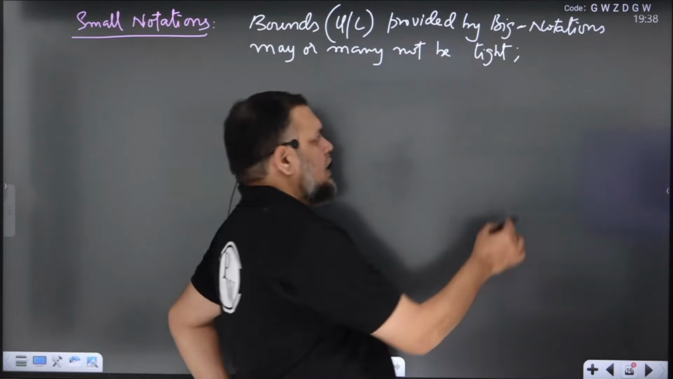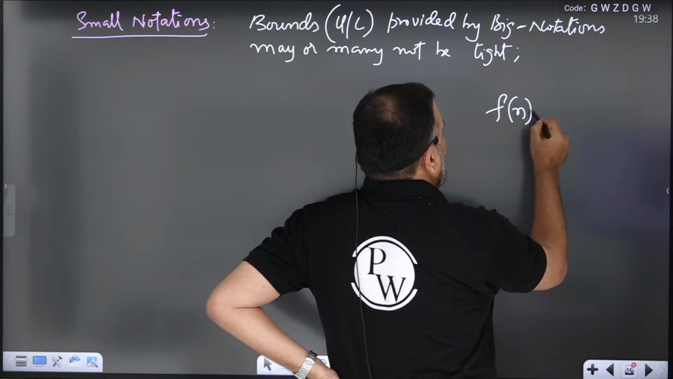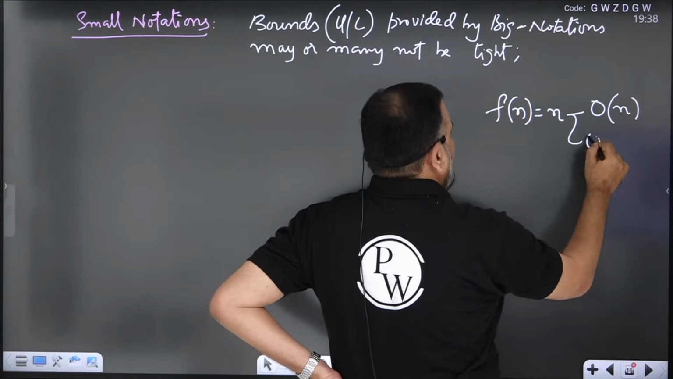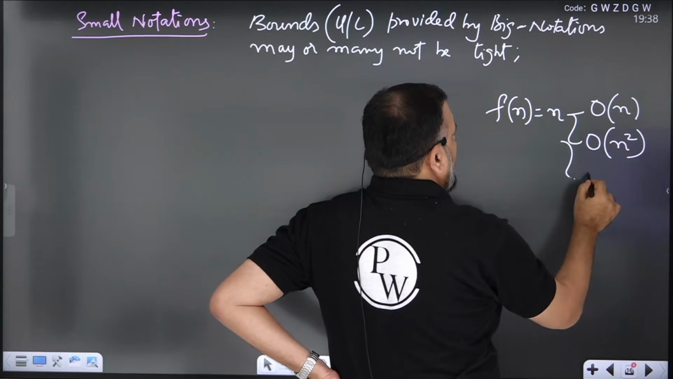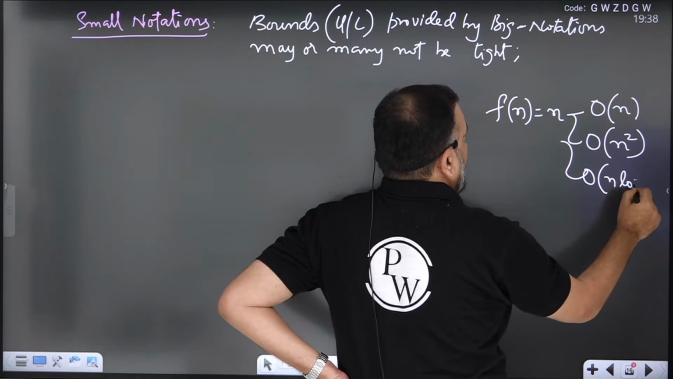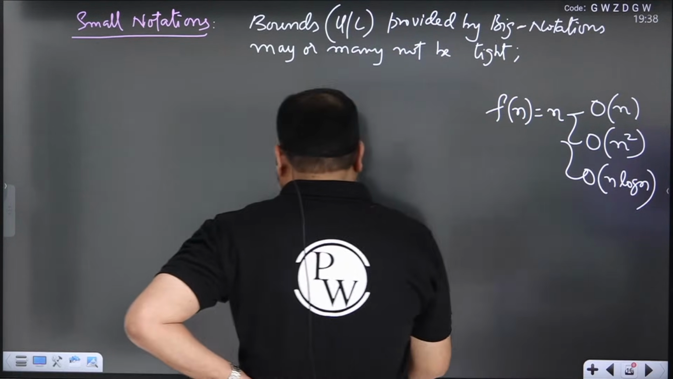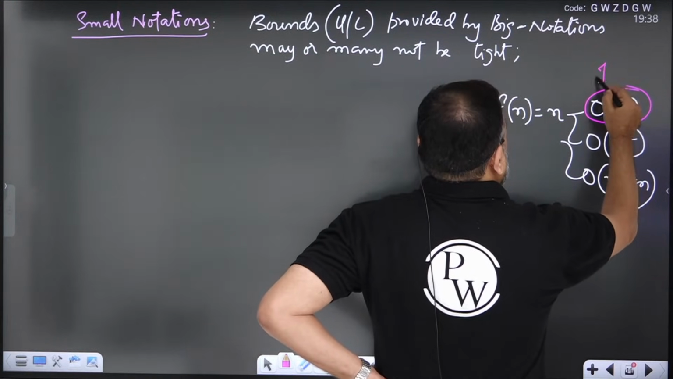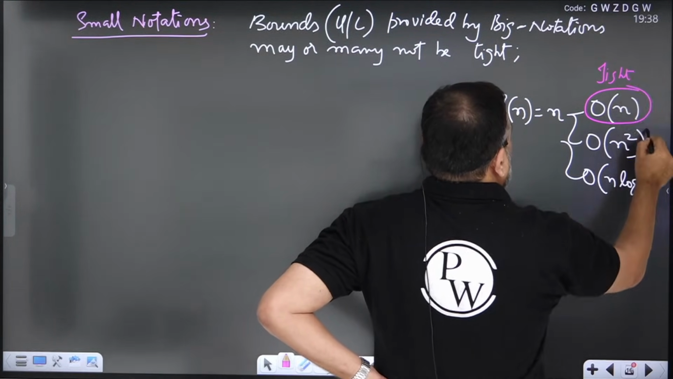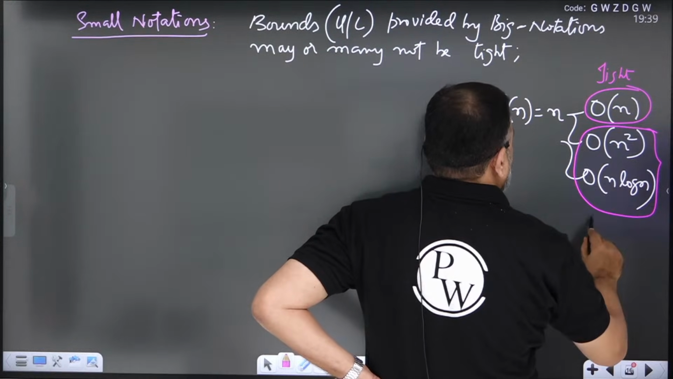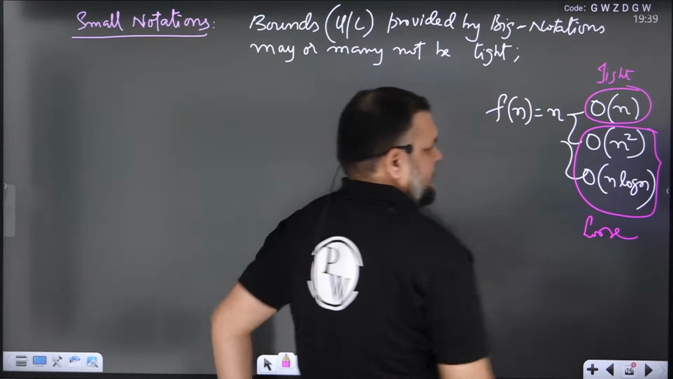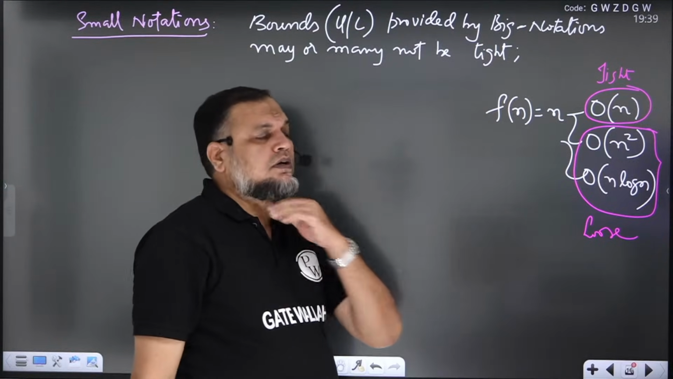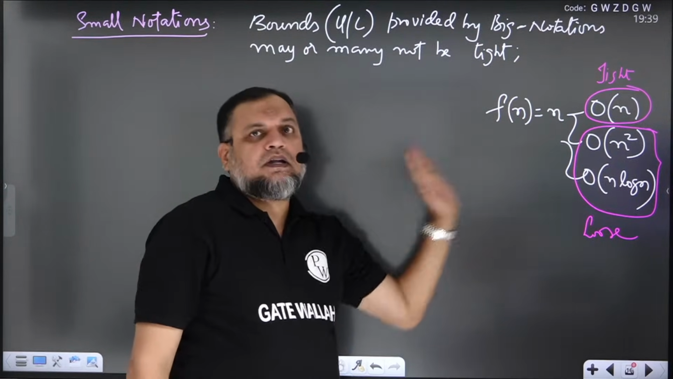मतलब अगर मैं एक फंक्शन लिखूं f of n is equal to n, इसका big O क्या है? Order of n और order of n square, ये भी हो सकता है. Order of n log n, ये भी हो सकता है. So my dear students, ये तीन functions में I would like to emphasize that this is tight and these two are loose, not tight. तो वही कह रहा है, the bounds provided by big notation may be tight, may not be tight.